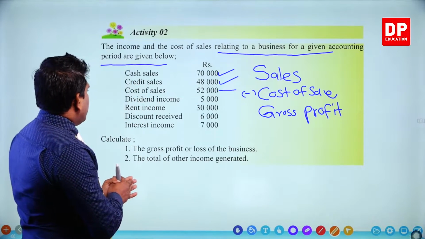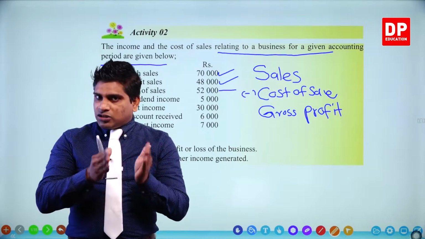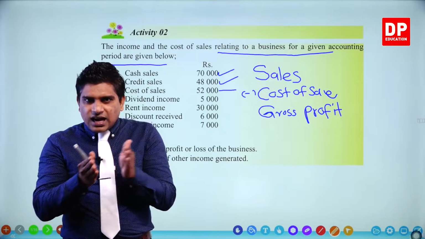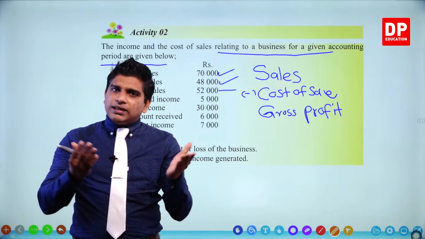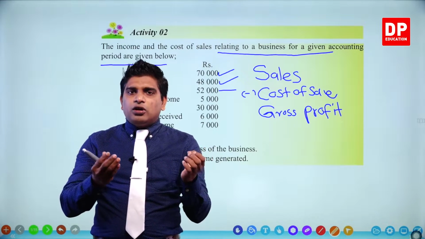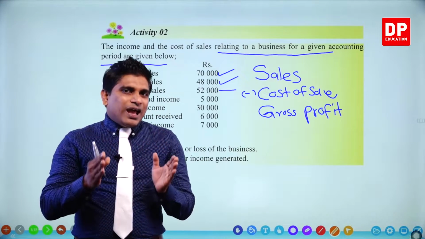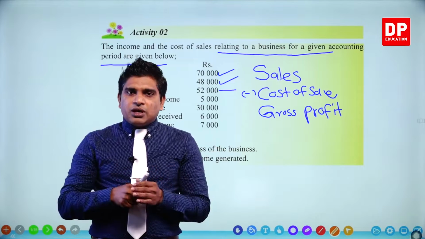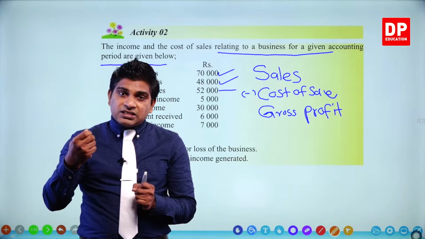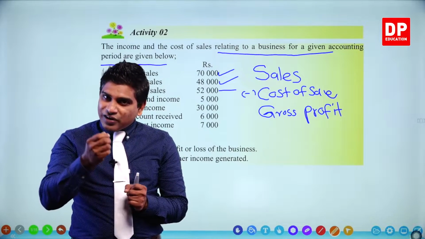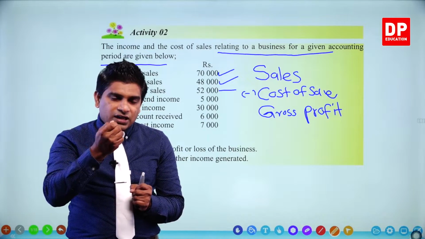Now, after the trade-in account, after we calculate gross profit, under the gross profit we write all other income generated by the business. Not only through sales related activities, you as a businessman may have different income. Sometimes you may invest your money in the share market. From that you can earn income. We call this dividends income, the income generated from the share market.